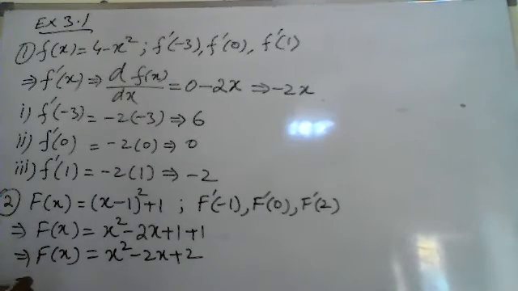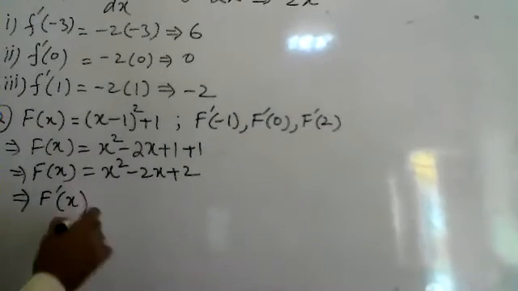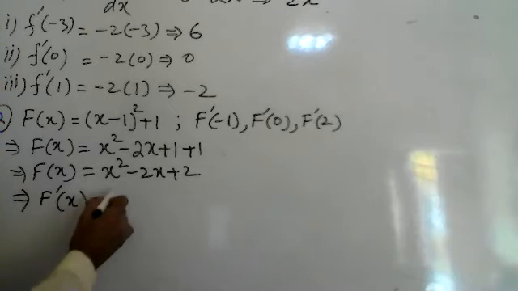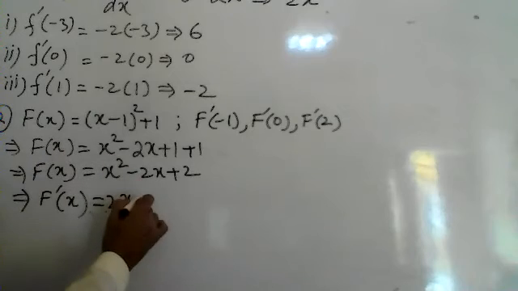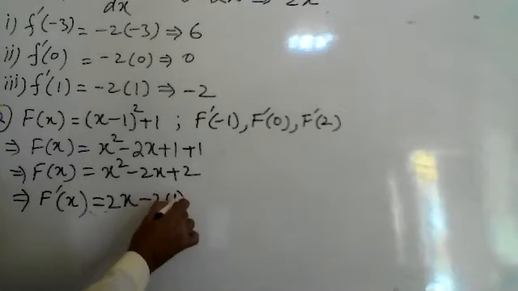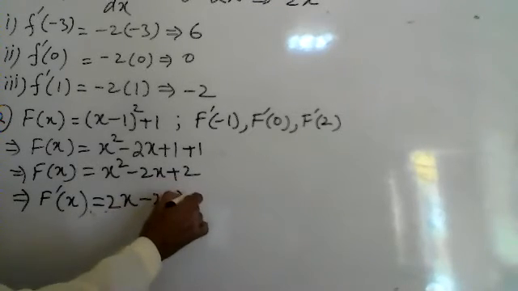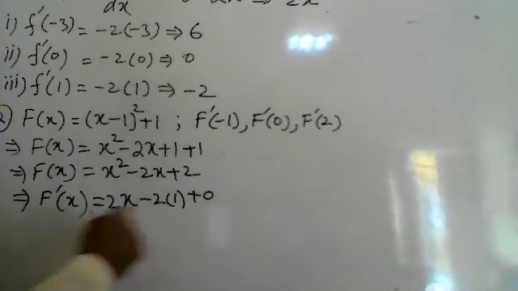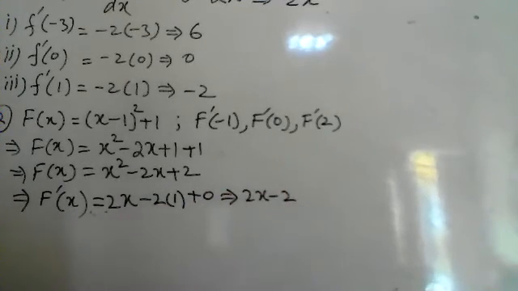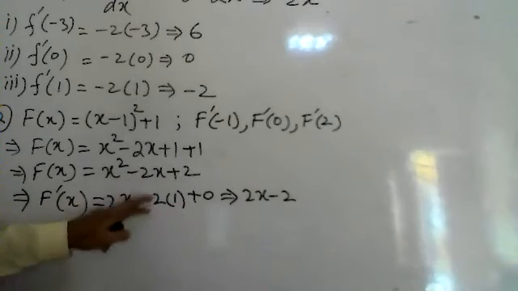Now we'll find the derivative. f dash x will become the derivative of x square, which we already did, minus. x square will be 2x, and minus 2 is constant. The derivative of x is 1, and the derivative of a constant is 0. So it is 2x minus 2. This is 0. 2, derivative of x is 1.